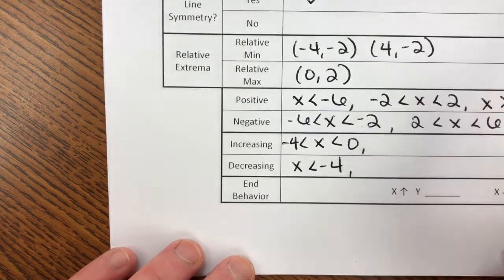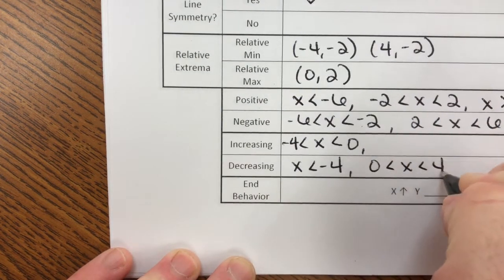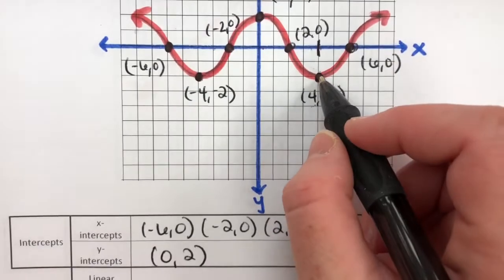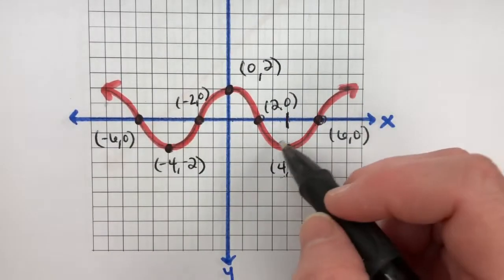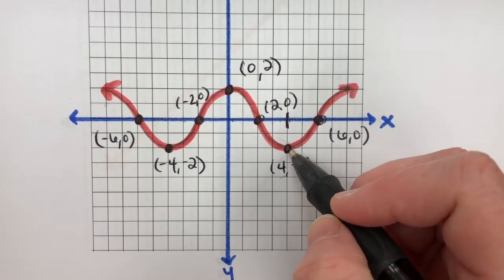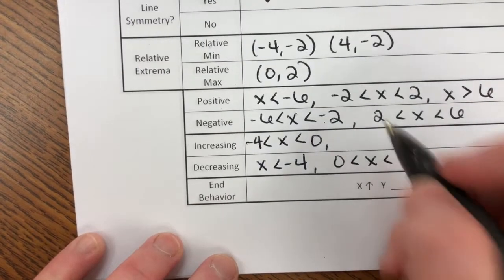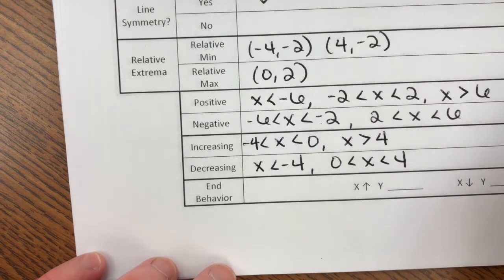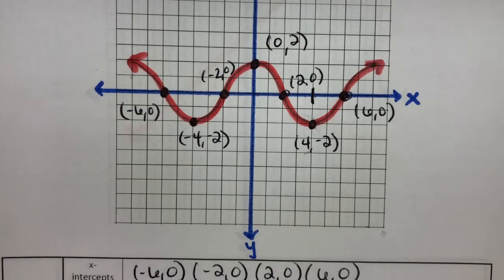So I'm decreasing when x is in between 0 and +4. And then after +4, I start increasing again, and I never stop. My graph stops there, so I'm done. So when x is anything bigger than +4, I'm increasing. When x is greater than 4, I'm increasing. Hopefully, as we look at it and talk through it, it's making sense.